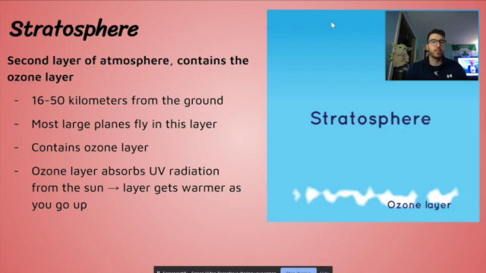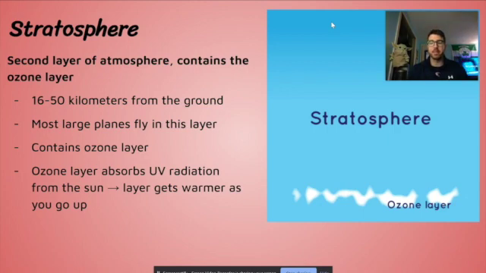All right, next up we have the second layer of the atmosphere, and it's called the stratosphere. The stratosphere ranges from 16 to 50 kilometers from the ground. Most large planes, so if you're flying in a commercial airliner, that plane is most likely going to be flying in the stratosphere. The stratosphere also contains the ozone layer, which is a layer of the atmosphere made up of special oxygen molecules. These oxygen molecules shelter us from harmful UV radiation.